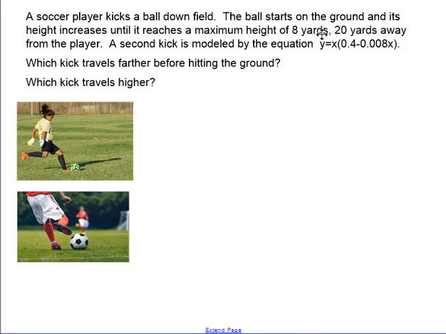So the 8 yards, even though it's listed first, it's actually the y because the height is what we're looking at. The height is y, and that's 8 yards. 20 yards away is going to be the x. A second kick is modeled by the equation y equals x times the quantity 0.4 minus 0.008x, parentheses. And our questions are which kick travels farther before hitting the ground and which kick travels higher. So those are good things to ask.